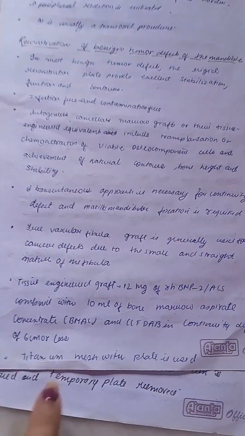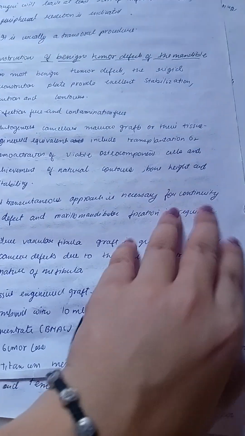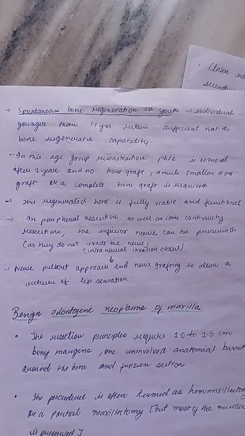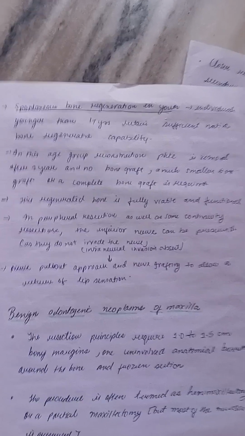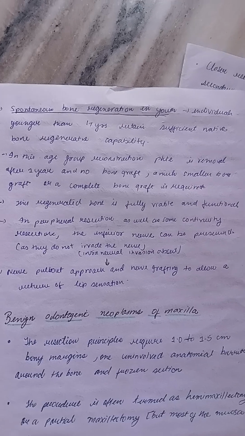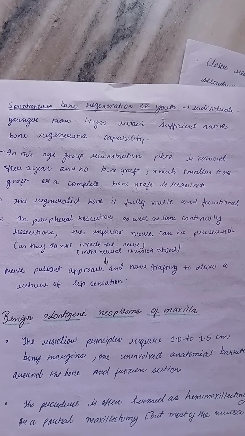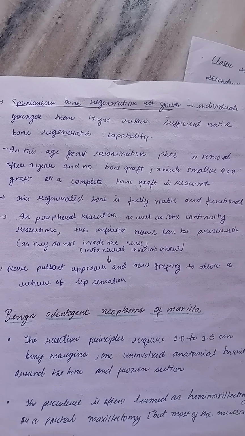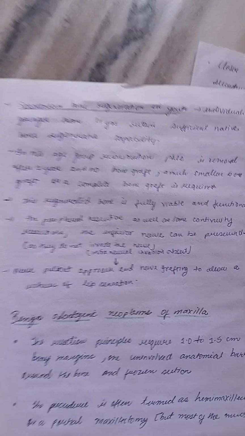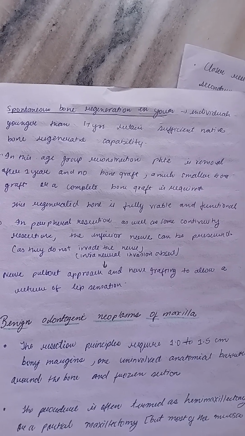Okay, and titanium mesh with plate is also used for reconstruction. Now spontaneous bone regeneration in youth. Individuals younger than 17 years retain sufficient native bone regenerative capability. In this age group, the reconstruction plate is removed after 1 year, and no bone graft, a much smaller bone graft, or a complete bone graft is required depending on the case. This regenerated bone is fully viable and functional.